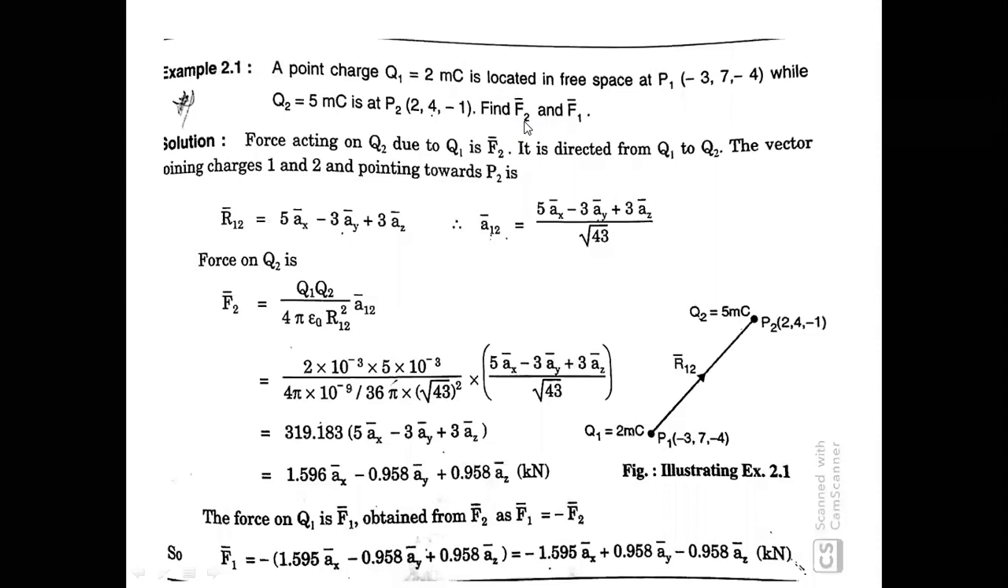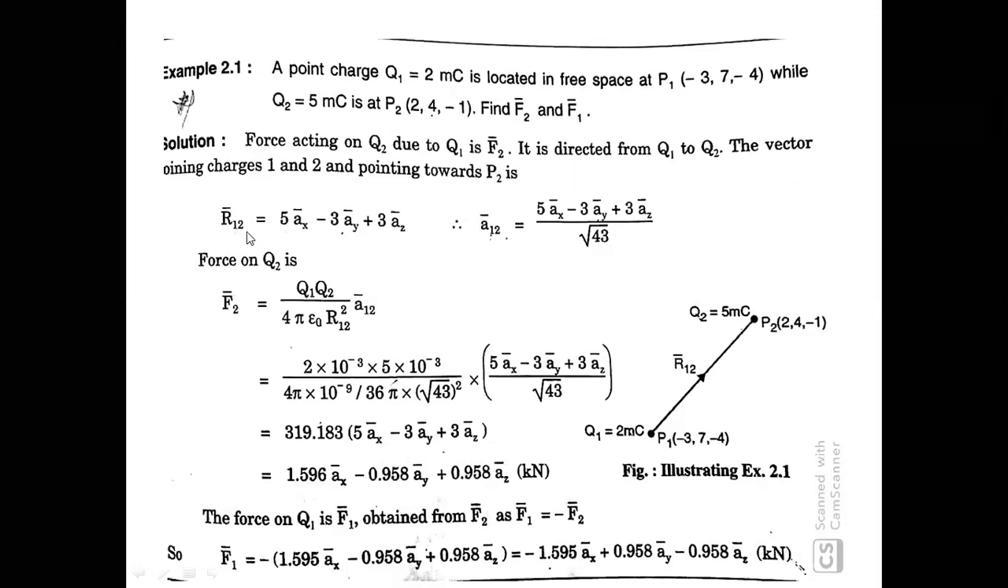What does F2 bar mean? It is the force due to charge Q2. What is F1? It is nothing but the force due to charge Q1. Now, the first thing we deal with here is calculating the force, and we know we do that with the help of Coulomb's law.